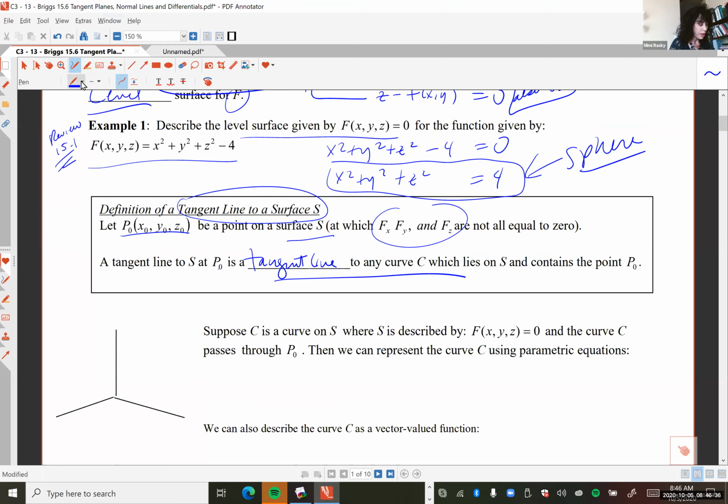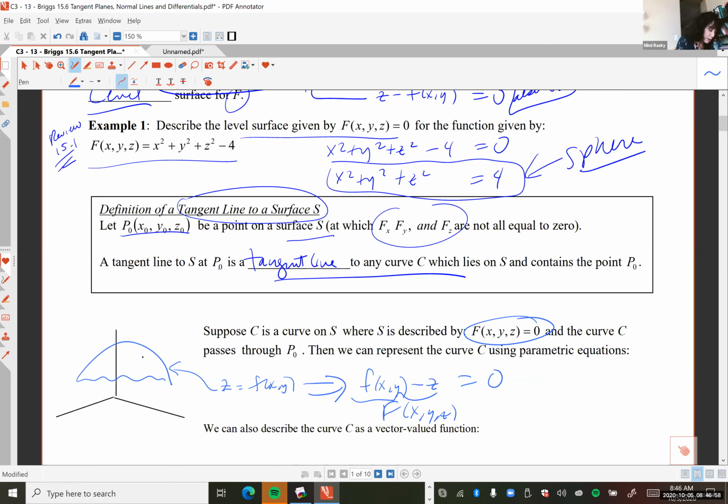So if I were to draw this idea, let's have a surface here. It'll be like a little capping surface. This will be some function z equals f of x, y, which when you rewrite it in a more general format, you can think of this stuff right here as your big F of x, y, z. And then I'll pick a point. There's your point P naught. He's on the surface.